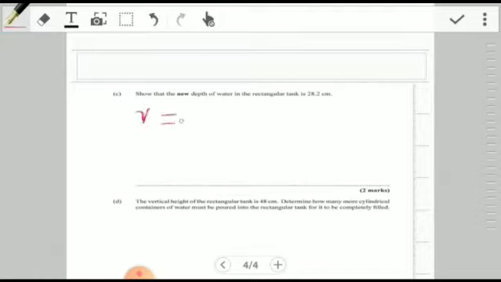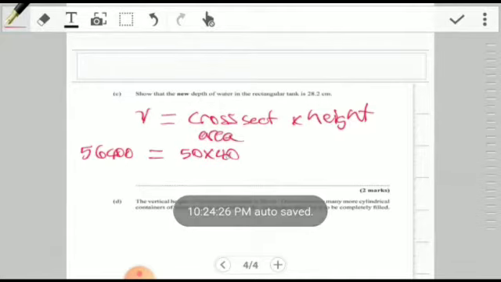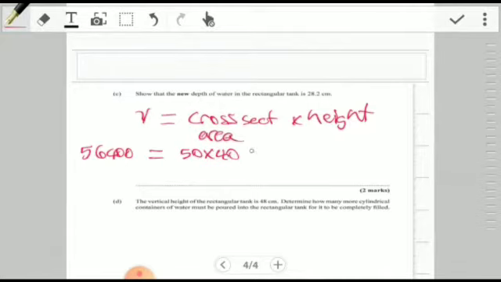So we could simply use the formula for volume, which is equal to the cross-section area multiplied by the height. So we want to know the height of the water, the depth. The volume we're dealing with now is 56,400. And the cross-section is 50 by 40, and this is going to be multiplied by the height.